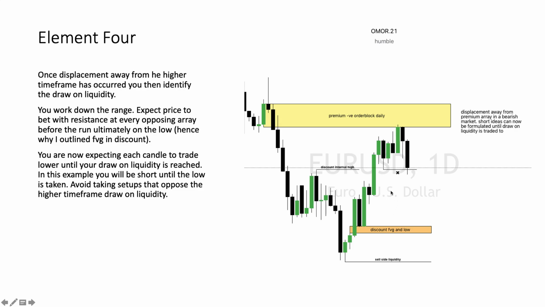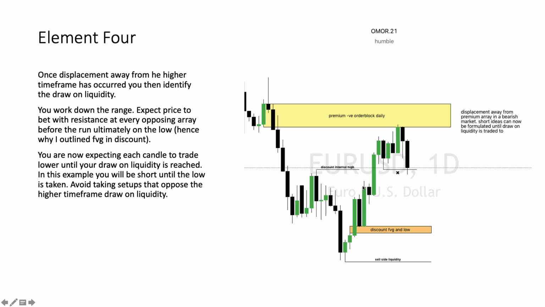When there are opposing arrays built in the opposing end of the matrix, so we're using the premiums to short. Now, if there's a lot of discount arrays built in the range, they're going to offer resistance to price before the run on liquidity. So this order block, this fair value gap, is likely to offer a resistance before we try to run this low. That's high resistance liquidity run.